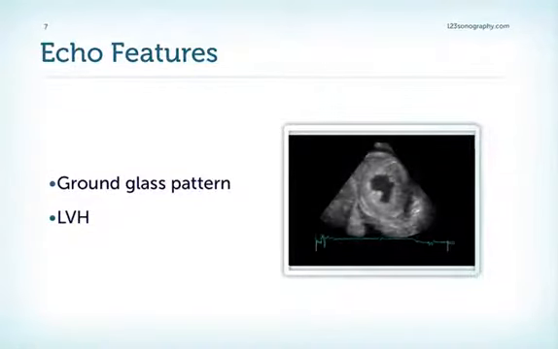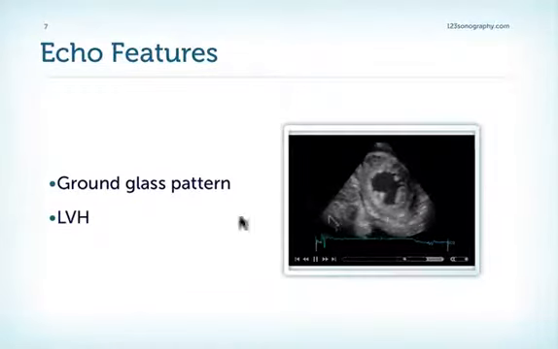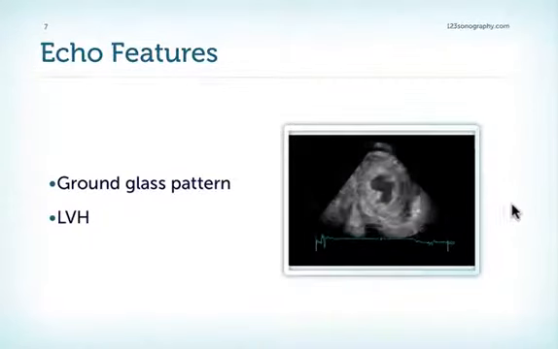The presentation in echo is sometimes very typical, and sometimes it's the echocardiogram which leads to the diagnosis of amyloidosis. What you see, and what is nicely shown in this example, is you have a very echogenic type of myocardium, the so-called ground glass pattern, and very often left ventricular hypertrophy in the absence of hypertensive heart disease.